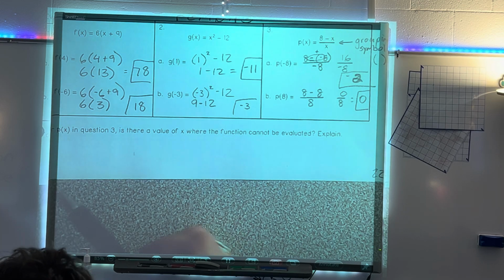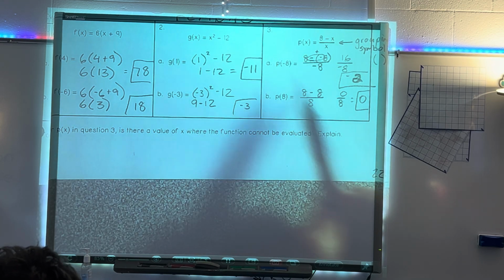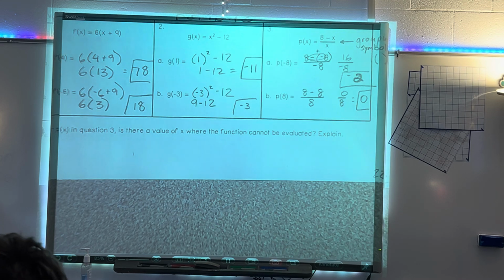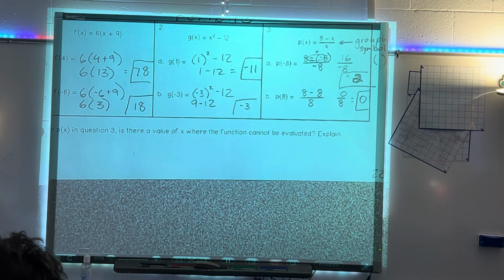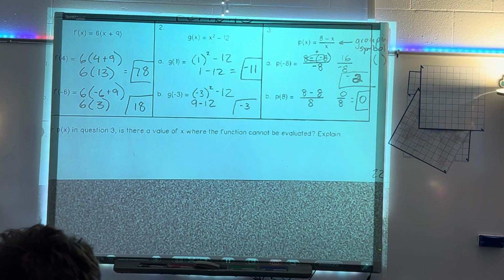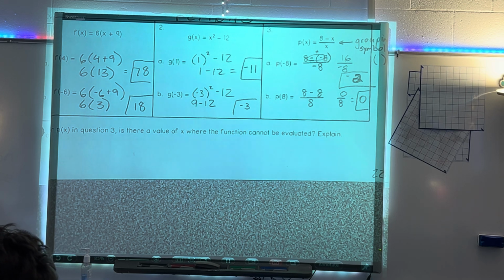Alright, so this says, for P of X in this question right here, is there a value of X where the function cannot be evaluated? So is there a number that I could put in there that would give me a problem and I wouldn't be able to solve that? Because there is one, I just don't know if y'all would remember what it is. And when I taught 6th grade, I made a huge deal about this because it was a readiness TEK in 6th grade, so I knew it was going to be on your test and you needed to recognize this. So I know as soon as I say this, you're going to recognize it.